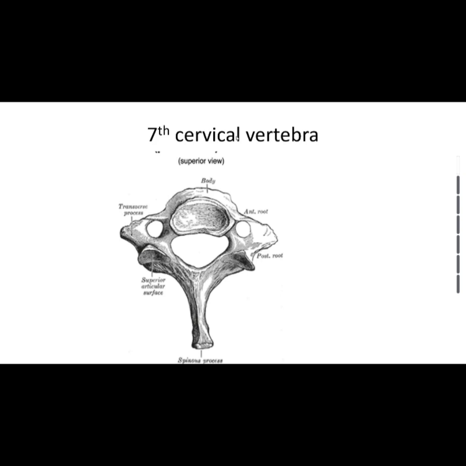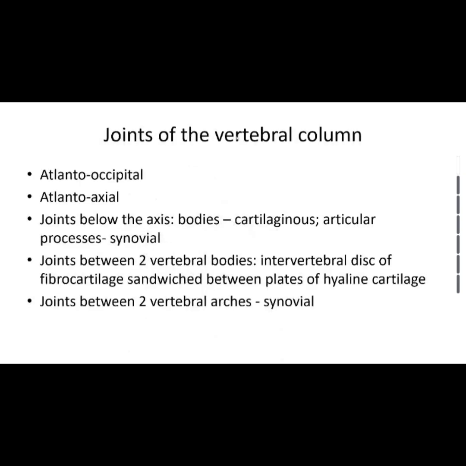Then of course we have joints, just like we have joints in other parts of the body. Likewise in the back, we have these joints. The atlanto-occipital joint: the atlas is the first cervical vertebra, so that's why you get atlanto, then occipital. It is the joint between the atlas and the occiput, that is the skull.